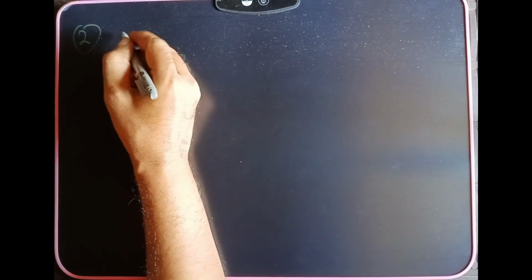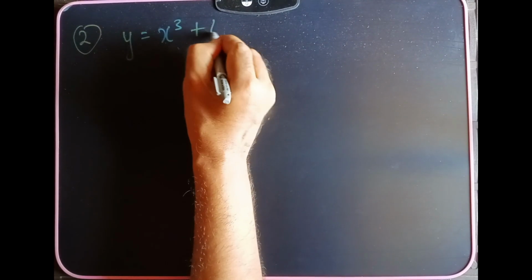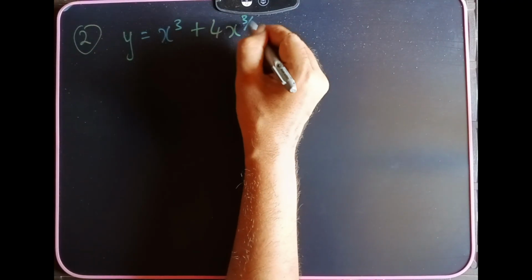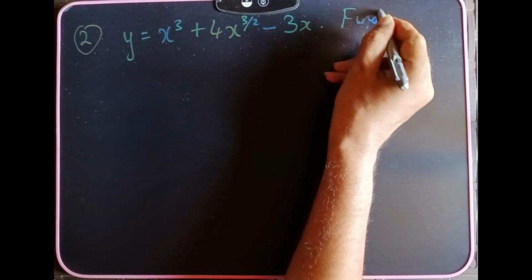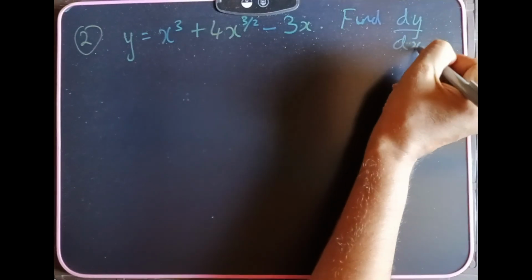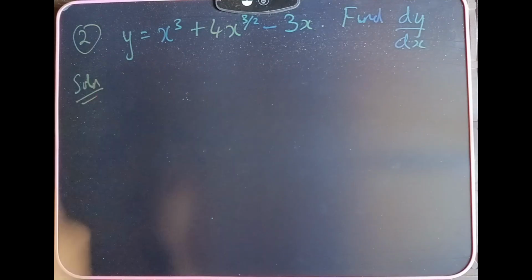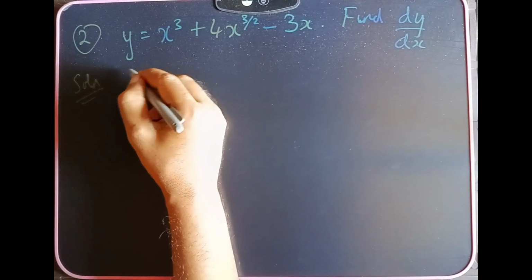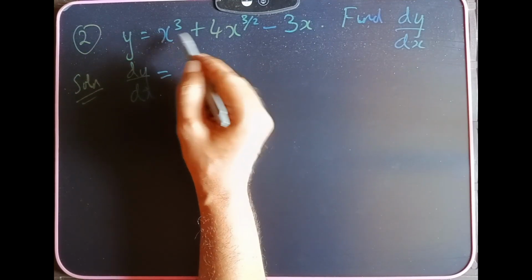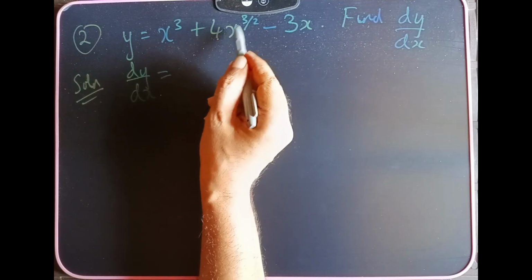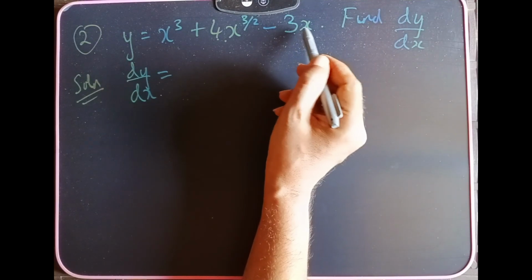Second problem. y is equal to x cube plus 4x raised to 3 by 2 minus 3x. Find dy by dx. So solve. I'm solving it here. So dy by dx. Multiple rules have to be applied here. One is the power rule, then the constant multiple rule, then power rule also, then the product rule also. Then you have constant rule and the product rule here.